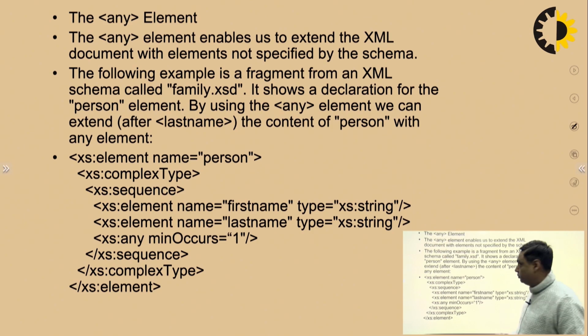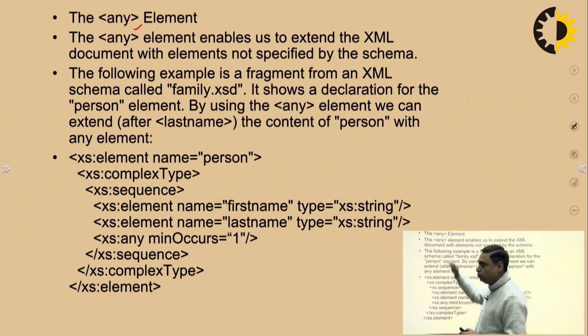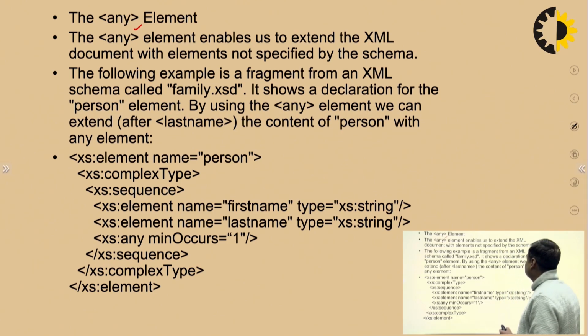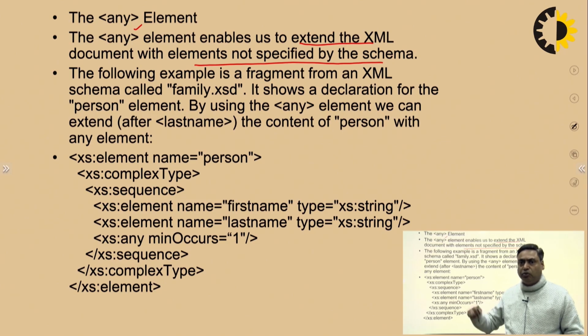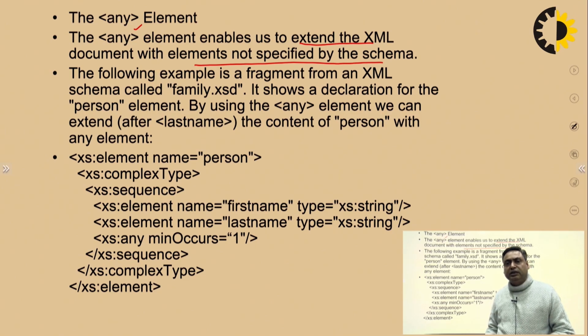Next is the any element. Basically, the any element is used for extension purposes. It enables us to extend the XML document with elements not specified in the schema. It may happen sometimes that we have defined the schema, we have defined 2 elements, 3 elements, and suddenly we realize that we need to define one more element. So instead of going to redefine the XML schema, we can better use the any element, because it depends upon the requirement. Sometimes it is needed, sometimes it is not needed. So the any element basically extends your XML schema.